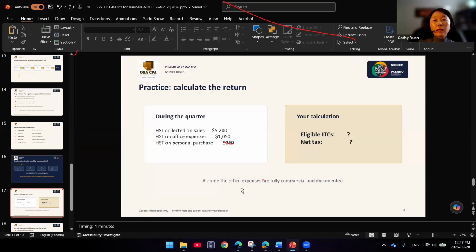Okay, here is a practice of calculating the return. We have the GST collected, and we only spent on office expenses. That's 1,000, but for personal charges we have 260. That is not something we can claim. It's pretty easy.